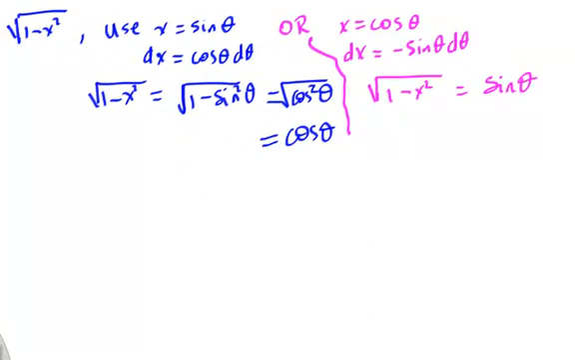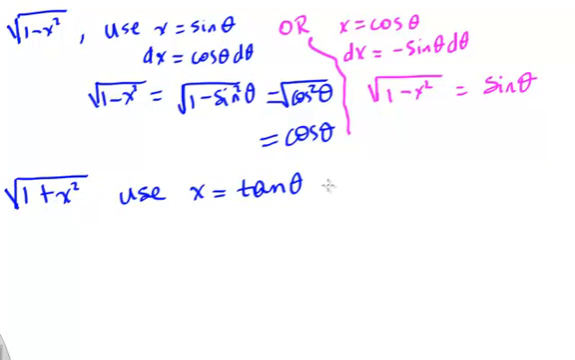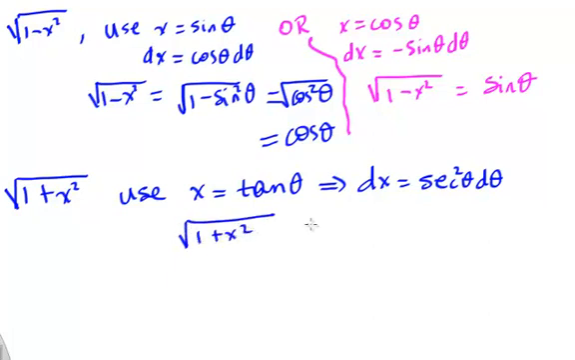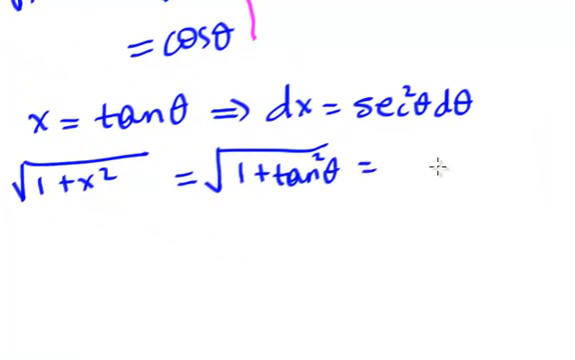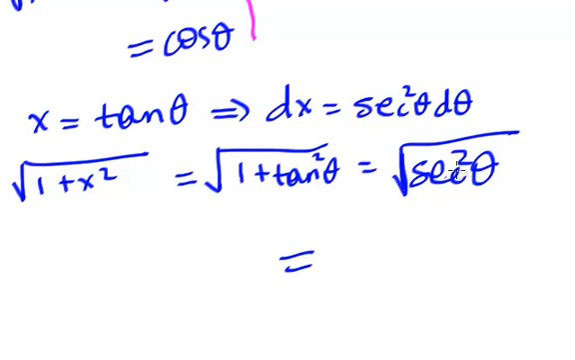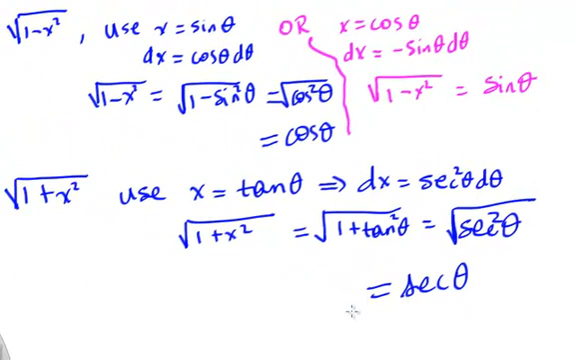Okay, now I'm going to add a few more expressions. For 1 plus x squared, we use x equals tangent theta, then dx will be sec squared theta d theta. And the square root of 1 plus x squared becomes the square root of 1 plus tan squared theta, which is the square root of sec squared theta, and this is secant of theta for the right values of theta.